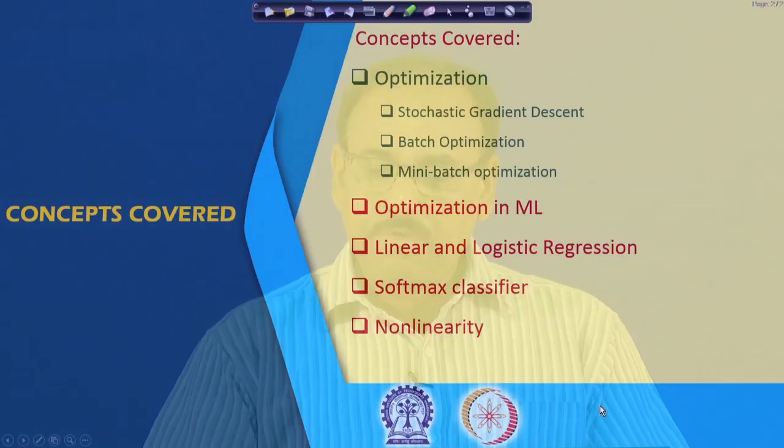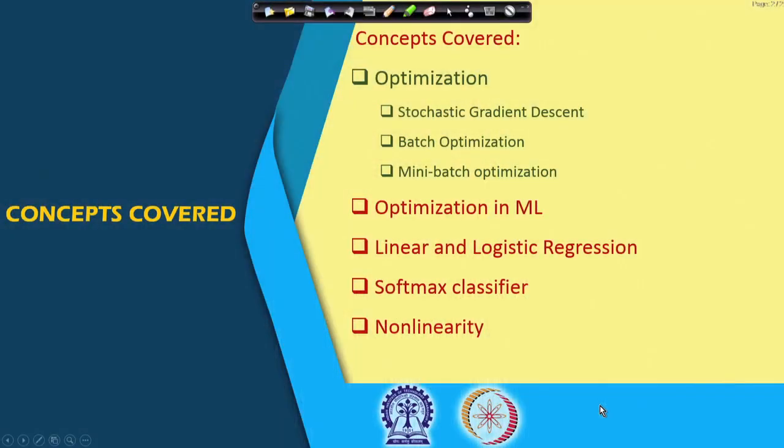You remember in the previous class we started our discussion on optimization techniques, and we talked about different optimization techniques like stochastic gradient descent. We talked about batch optimization and also mini batch optimization. In today's lecture, we are going to talk about optimization in machine learning, in particular how optimization in machine learning applications differs from general optimization problems.